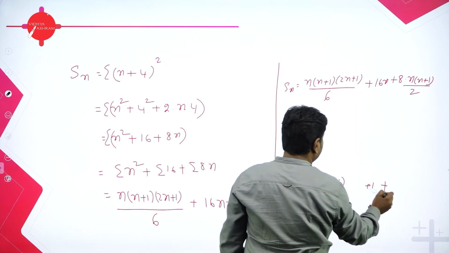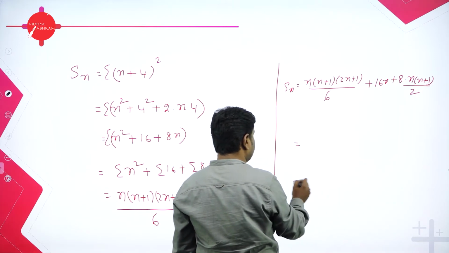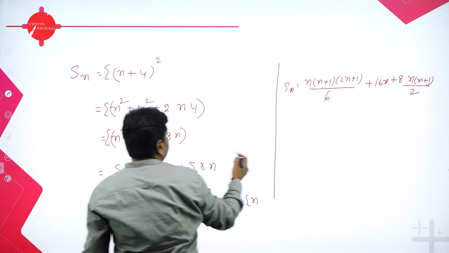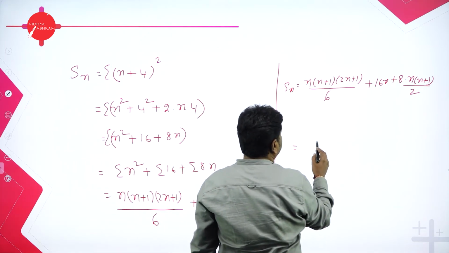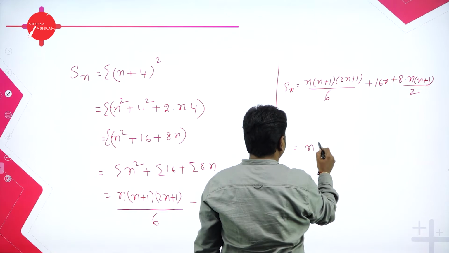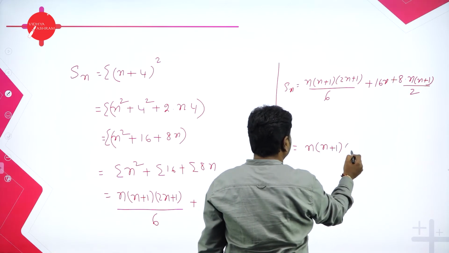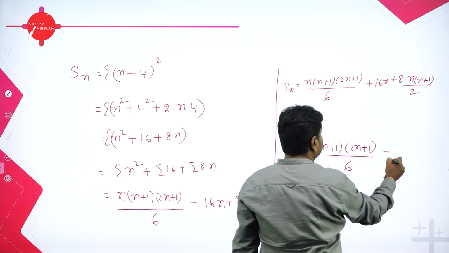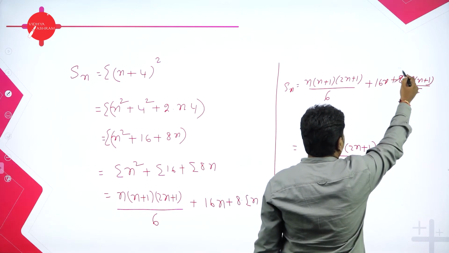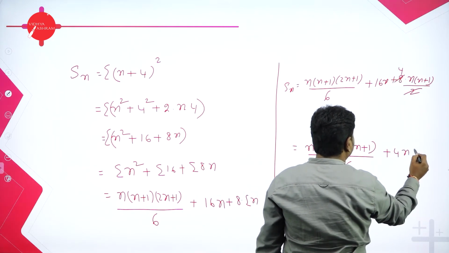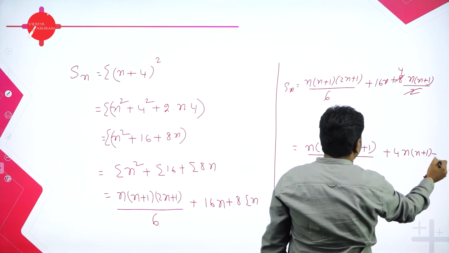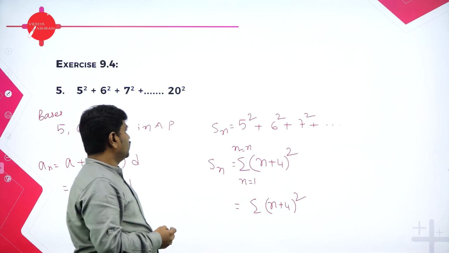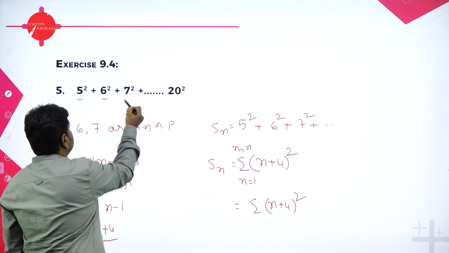Or if you want to convert it into a quadratic equation and factorize, instead of killing your time, here we got a standard format. After summation, I'll write the first term as n into n plus 1 into 2n plus 1 by 6. Next term I'll write as 8 by 2, and if I cancel it will be 4 into n plus 1, plus 16n. This is the answer.